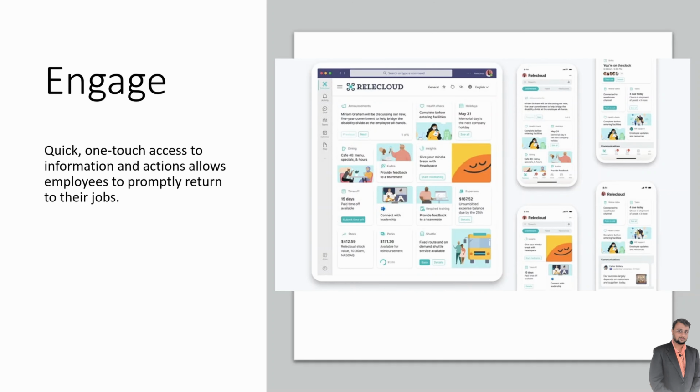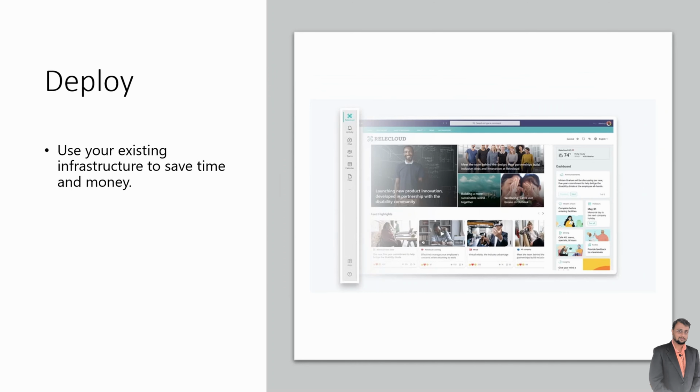Also, Viva Connections provides a better employee engagement experience. It provides quick, one-touch access to information and actions that allows employees to promptly return to their job. And Viva Connections comes with an easy deployment approach. It is available using your existing infrastructure and saves you lots of time and money. At this moment, Viva Connections for desktop is generally available and you can easily set it up using a simple set of PowerShell scripts. Now, let me explain how Viva Connections looks and how to set it up for the first time using PowerShell script.